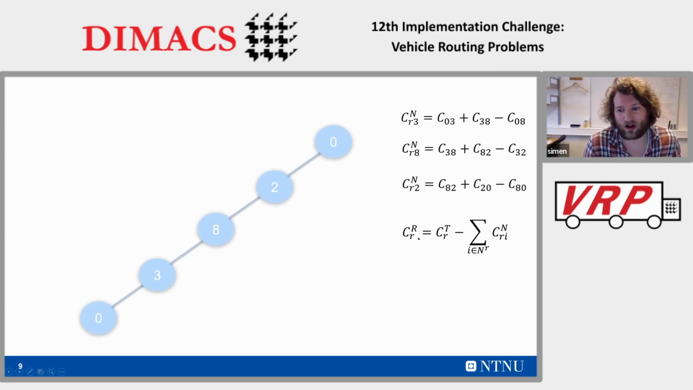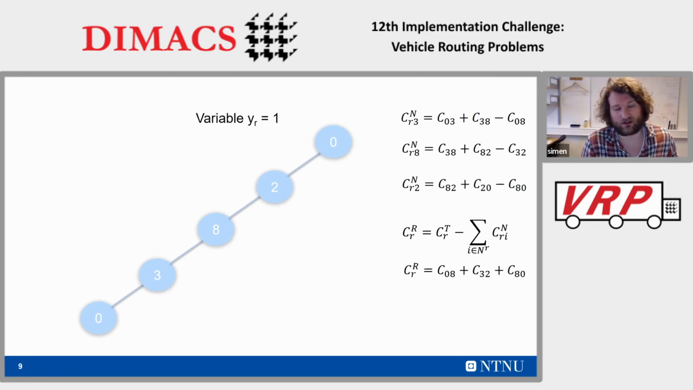And then the route cost, or the cost associated with the variable which decides if we should use this route or not, is calculated in this way. And we can see that it adds up to, we get this C from the cost of going from 0 to 8, and from 3 to 2, and 8 to 0.